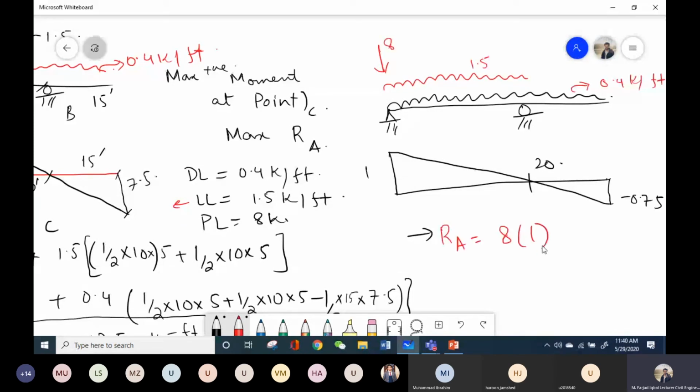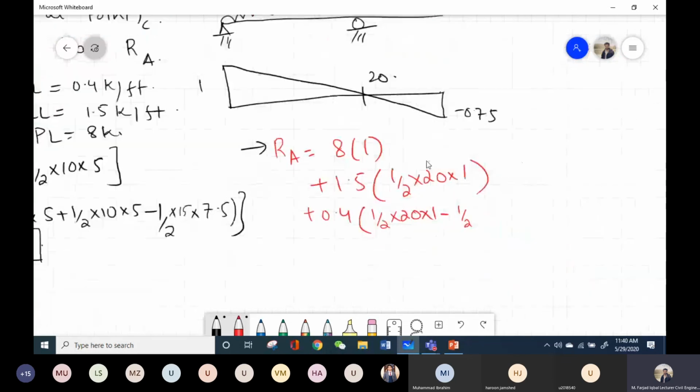8 into 1 plus 1.5 into half cross 20 cross 1 plus 0.4 half cross 20 cross 1 minus half cross 0.75 cross 15. So what is this reaction at A? $24.75.